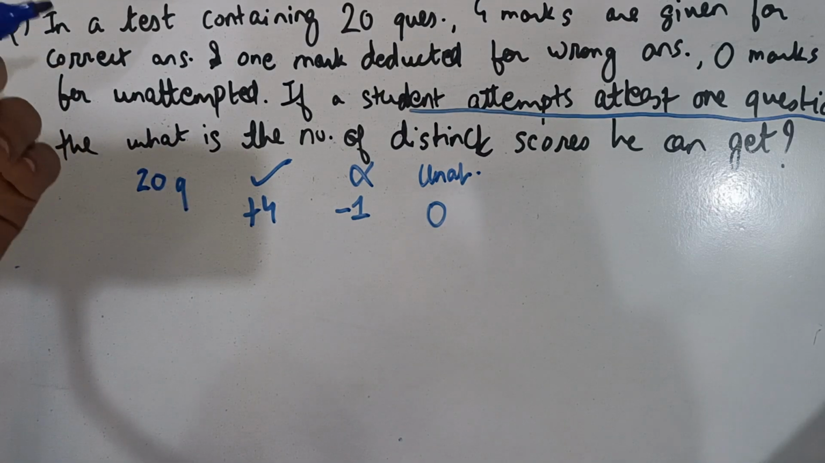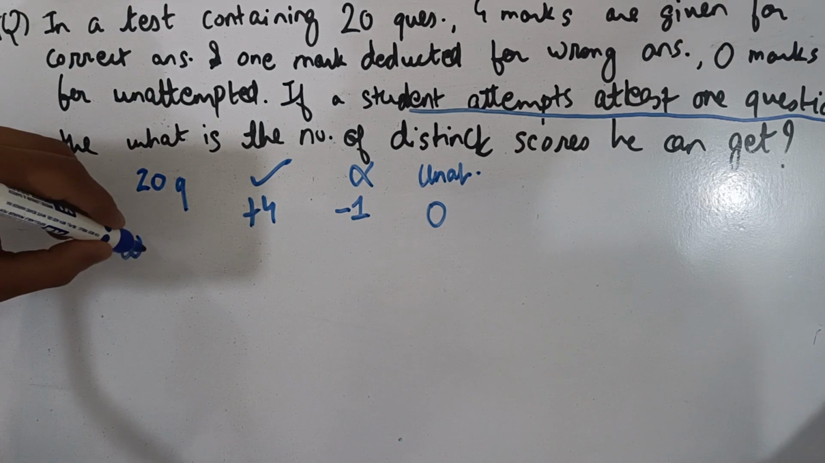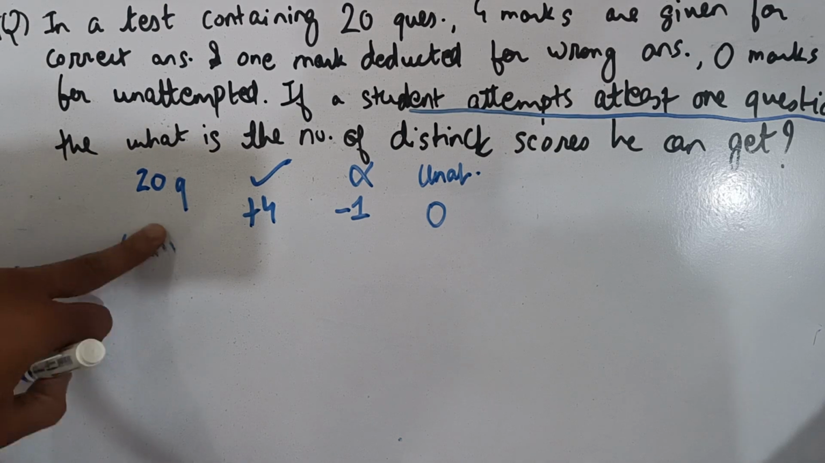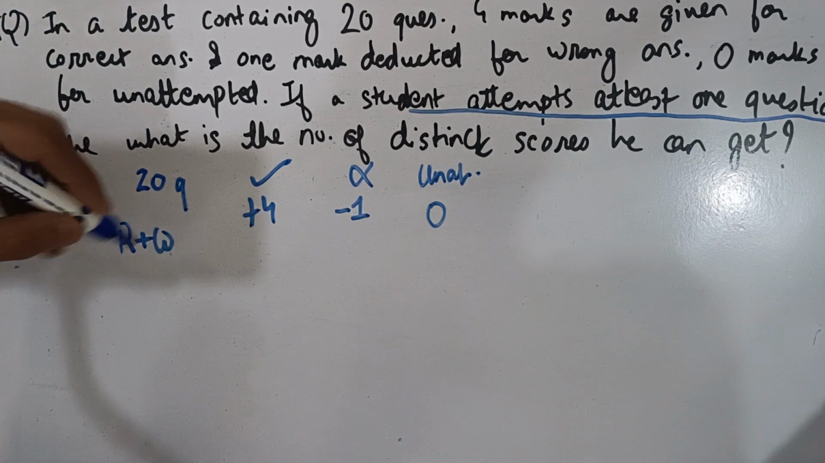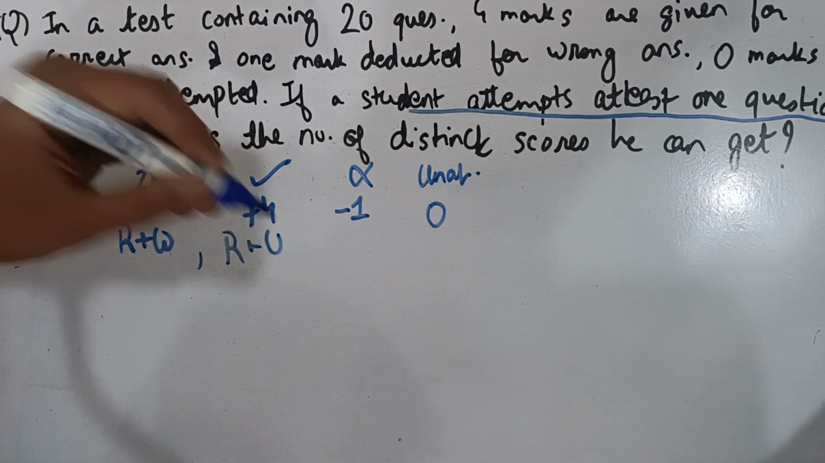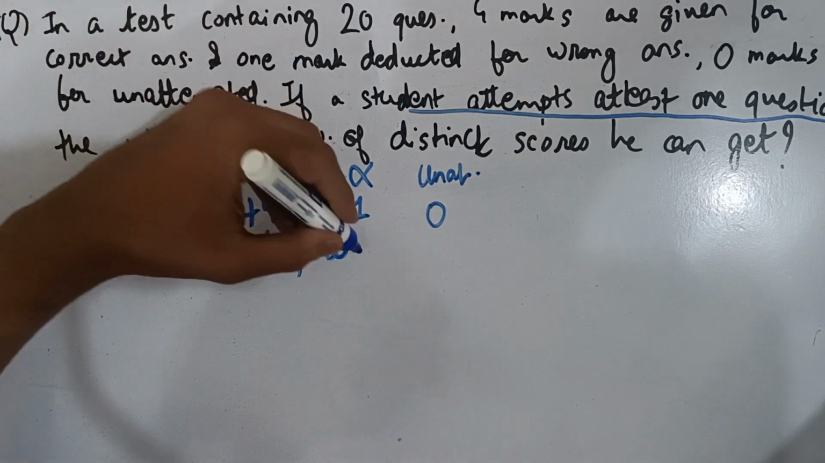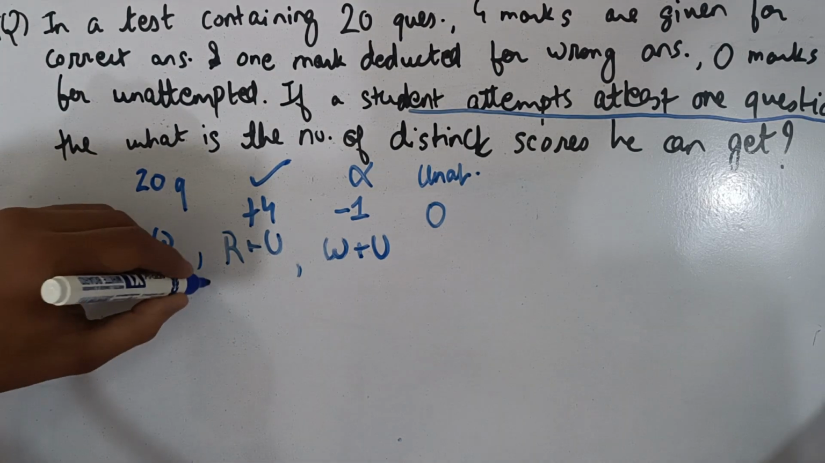So what can a student do? He can do some questions right and some questions wrong. A student can also do some questions right and then leave other questions unattempted, and a student can do some questions wrong and then leave other questions unattempted. So these are the three conditions of what a student can do.